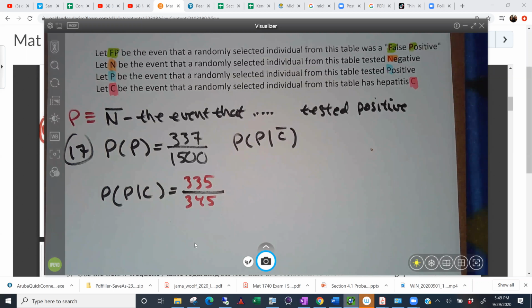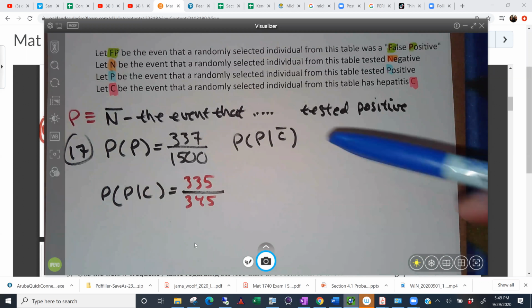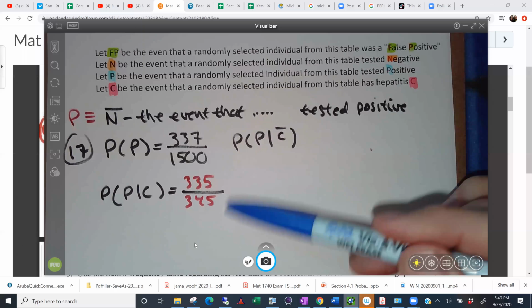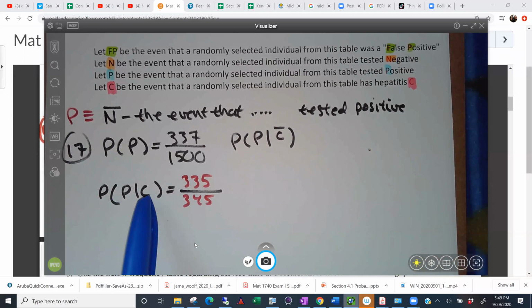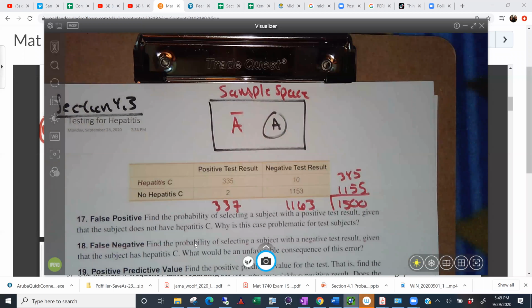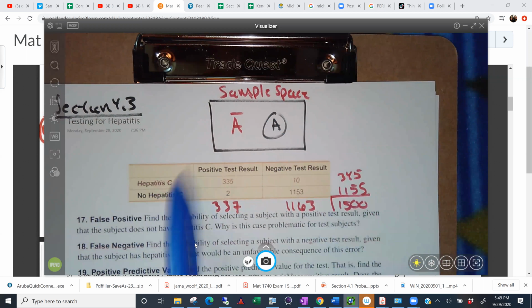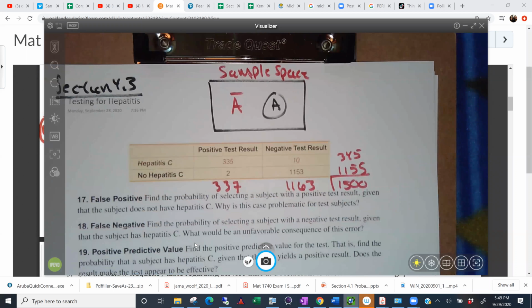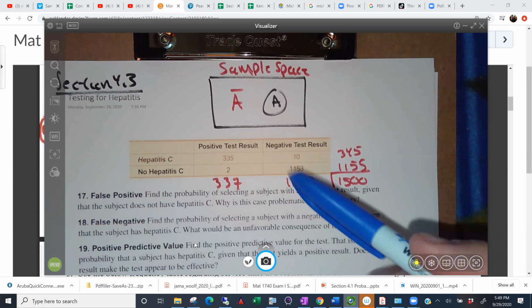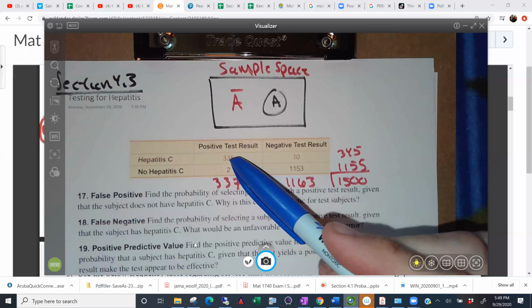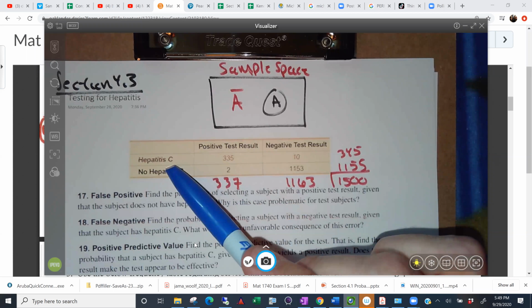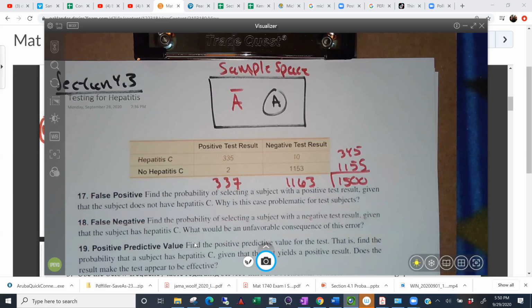Okay. How about this other one? Oh, before I do that, are we okay with this one? By telling you this extra information, what I've really done is I've changed my sample space. Instead of it being the whole thing, we're just in here. Instead of it being the whole table, we're just someplace on the first row. 335, that's the positive test results amongst those who had Hep C out of the total people who had Hep C.